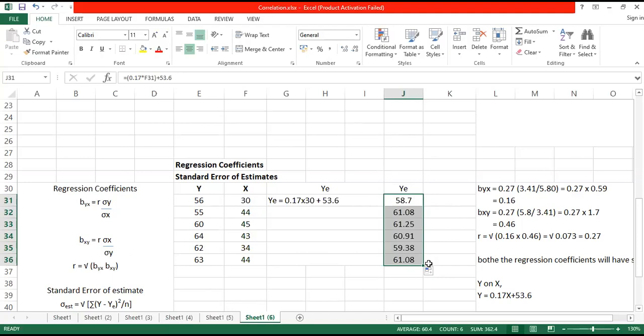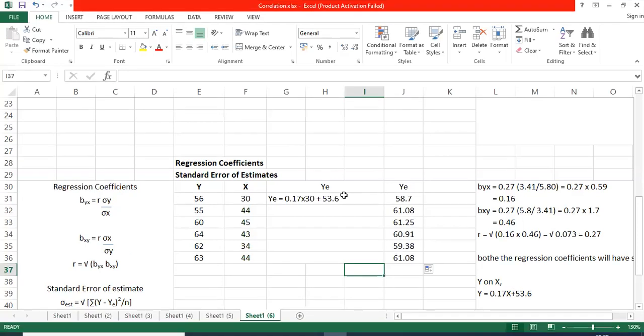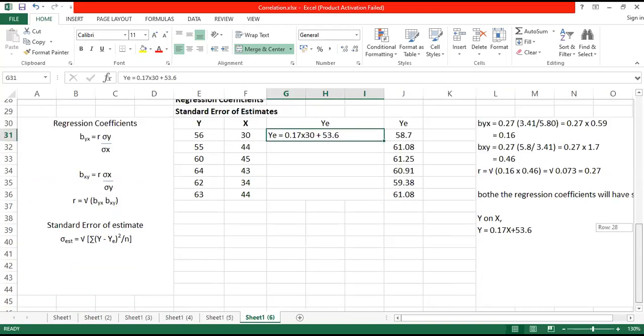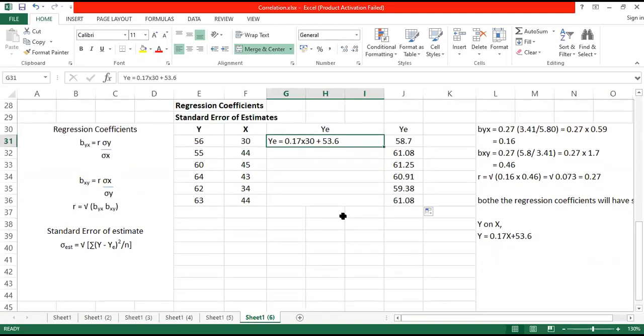Likewise, I can have estimated value for all, right? For every value, put 44 as x, put 45 as x, put 43, 34, and 44, and you will get these values, right? So I'm just eliminating this part.